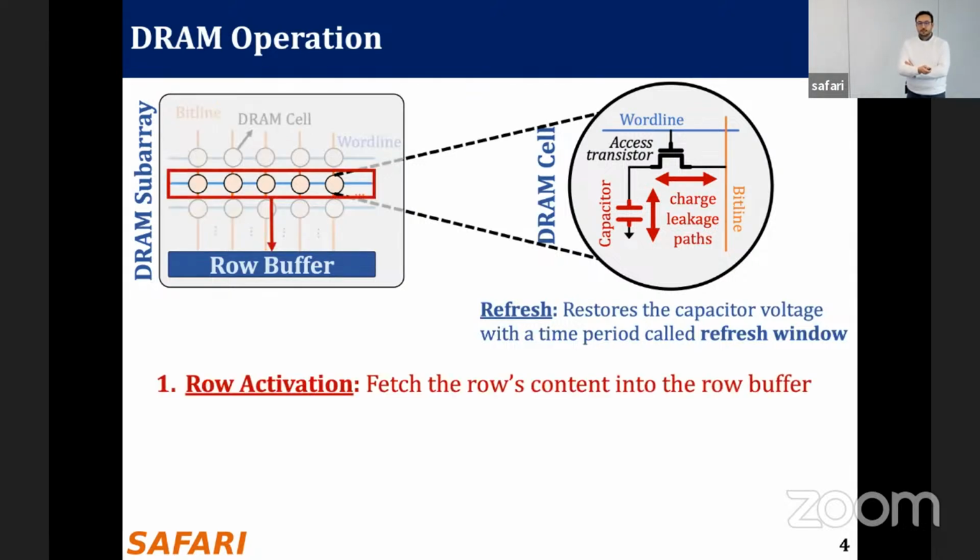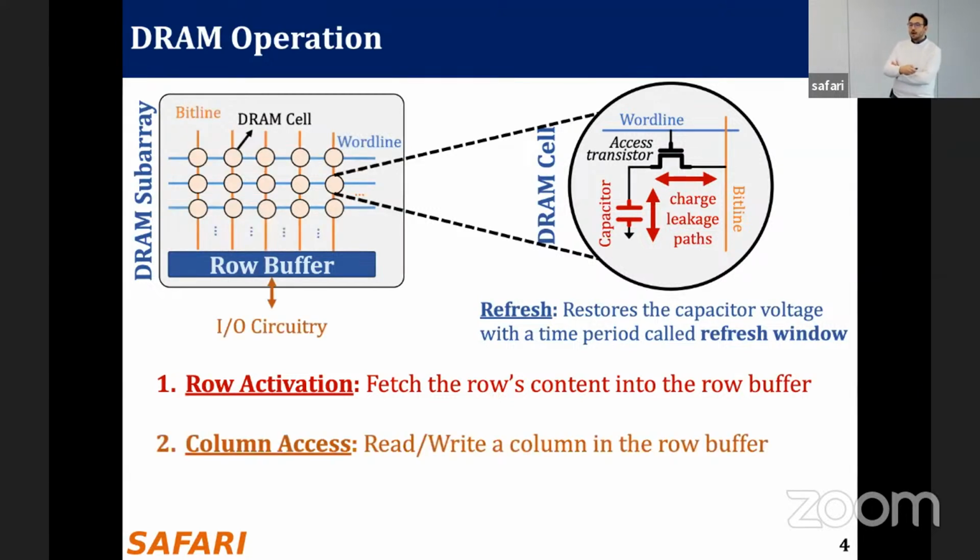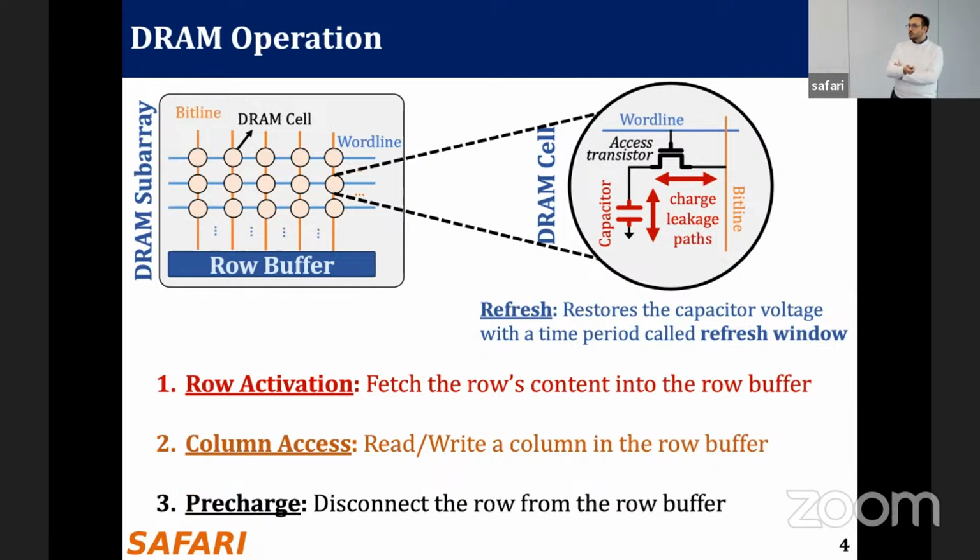To access data in this DRAM chip, we first need to activate the row that contains the data, meaning that we fetch the content of this row to an internal buffer structure called the row buffer. Then we serve the column accesses from this row buffer. When we are done with this row and want to access another row, we first need to perform an operation called precharge to disconnect the row from the row buffer.